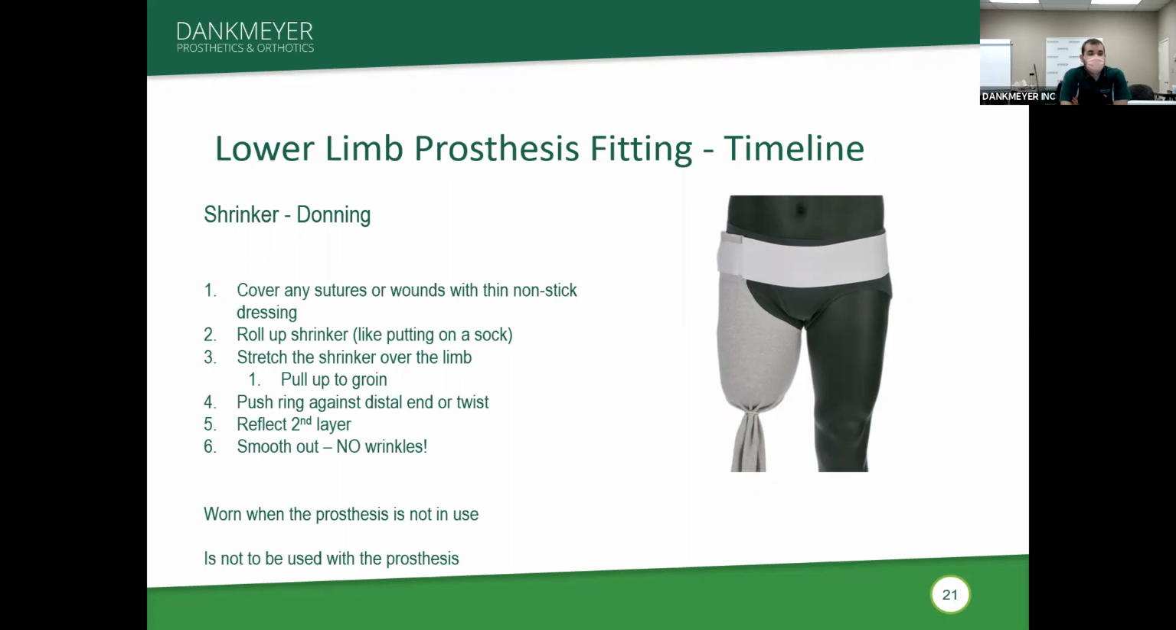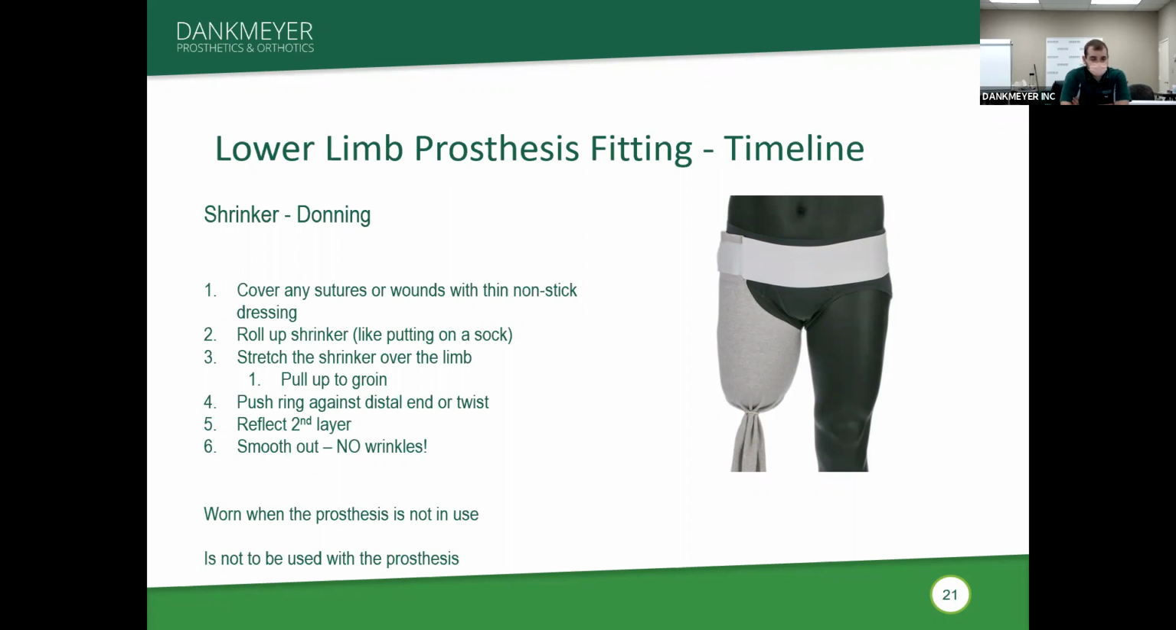So for donning a transfemoral shrinker, again, we're going to cover any wounds or sutures with a thin non-stick dressing. You'll roll up the shrinker like you're putting on a sock and pull it up over the residual limb. It's really important that the proximal medial end of the shrinker is all the way up into the groin. That needs to be as high as possible. At that time, you'll attach the waist belt. That's just a simple Velcro, and that holds the shrinker in place and helps keep it from falling down.